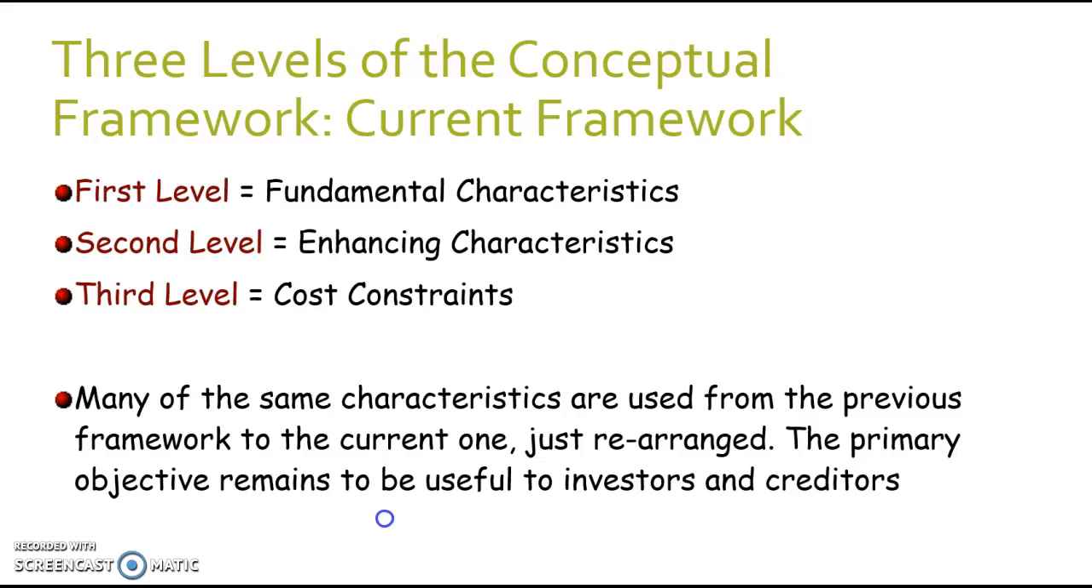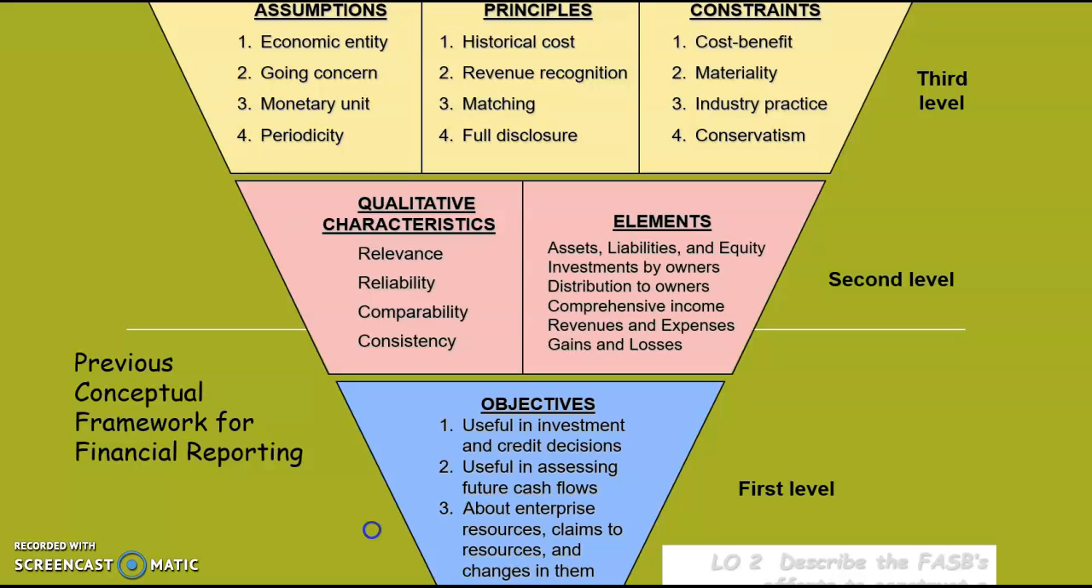So the first level is called fundamental characteristics, and then enhancing characteristics, and then cost constraints. And many of the same characteristics that were already on the previous framework are used on the current framework. They're just kind of rearranged, and some are bundled together now that they were thought like, well, they're similar enough, let's just put these together, let's put this one over here, that kind of thing. But it's the same basic types of things, and it still remains that the primary objective is to be useful to investors and creditors.